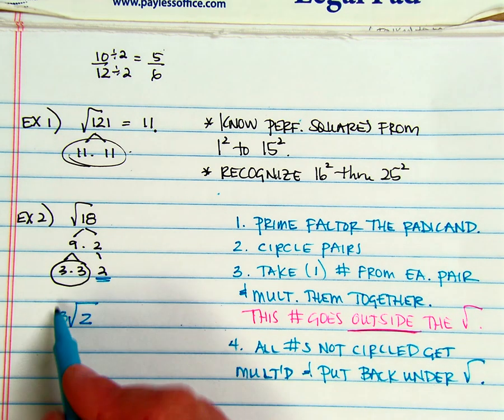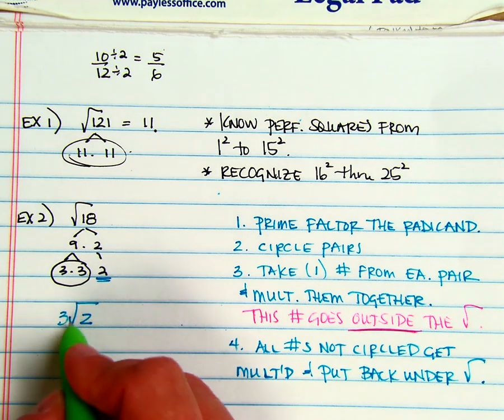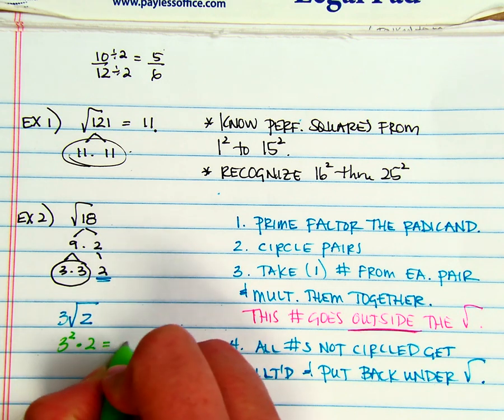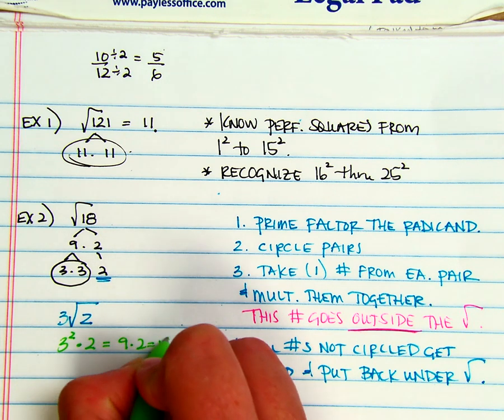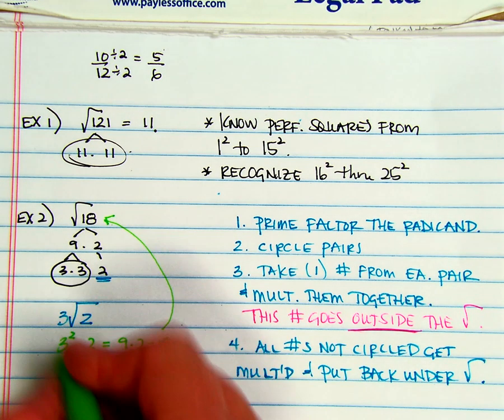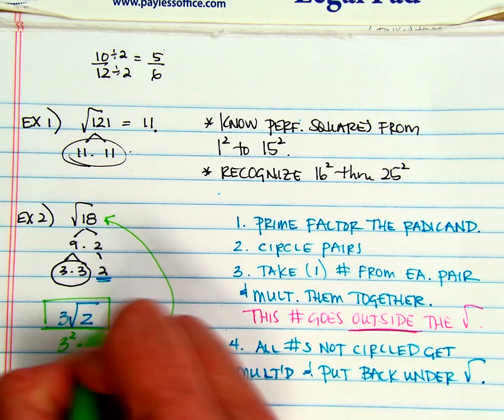Another way you can check your work is to go backwards. So instead of doing a square root, we're going to square it. So 3 squared times 2 gives you 9 times 2, which gives you 18. And that is the number that we started with underneath the radical. So I know that this is correct.